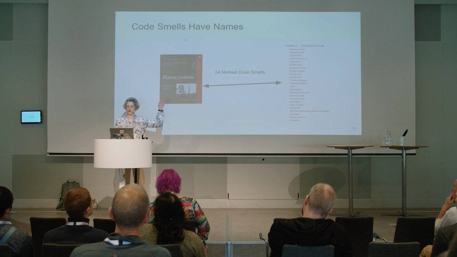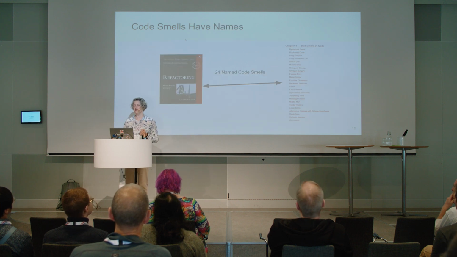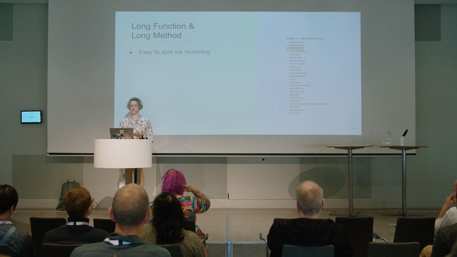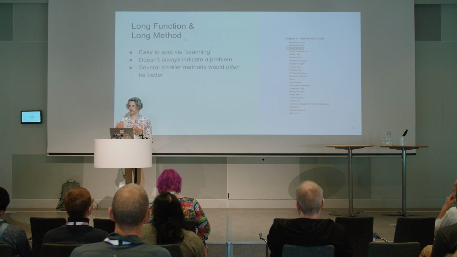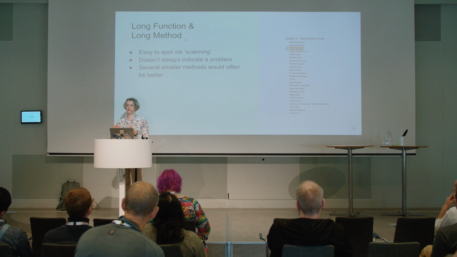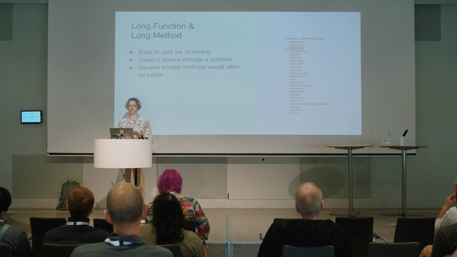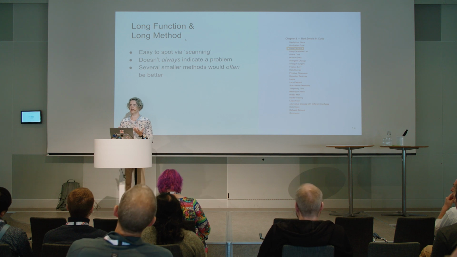In the refactoring book, there are 24 named code smells, and one of them is long function or long method. It's pretty much the same thing. And this is a smell that I hopefully showed you. It's easy to spot just by scanning through the code without reading the words. And it might not indicate a problem, but it could. Several smaller methods would often be a better choice than one long method. That would be easier to understand and reason about, and less likely to introduce bugs when you change it.